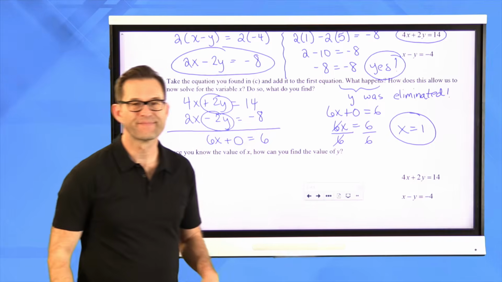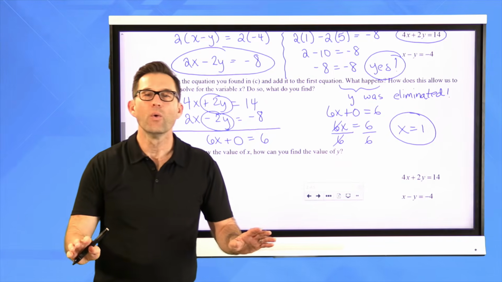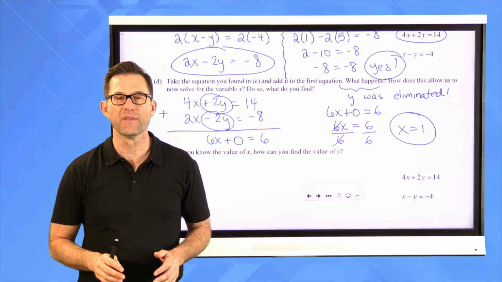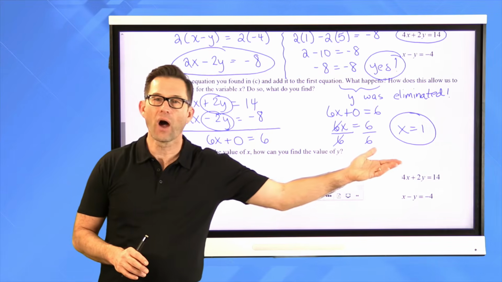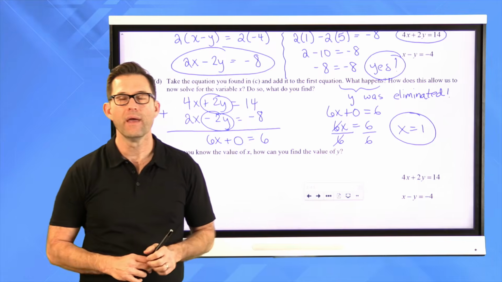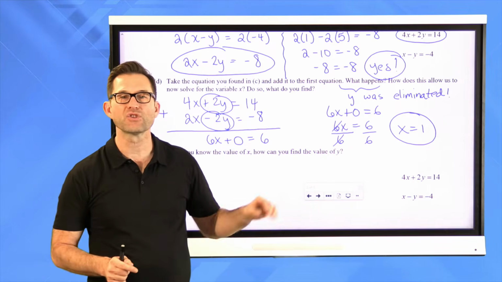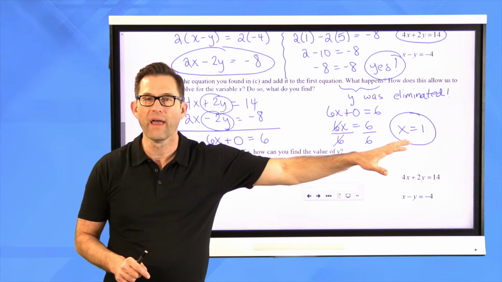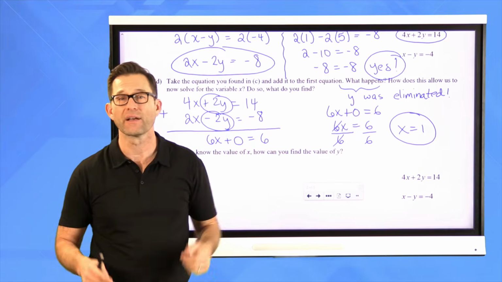Now, we already knew that the point 1, 5 was a solution to this system. So it's not a shock that I got x equals 1. But this is the first time that I actually used algebra to figure out that x had to be 1 as opposed to just knowing that x was 1.